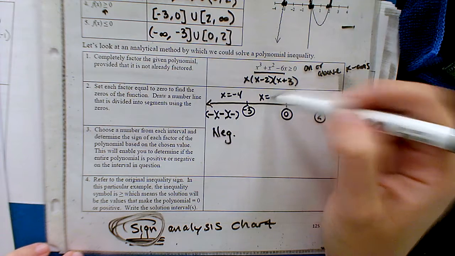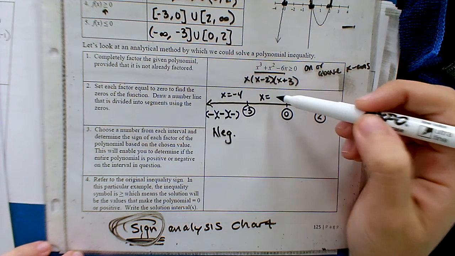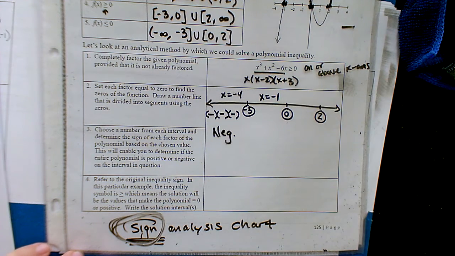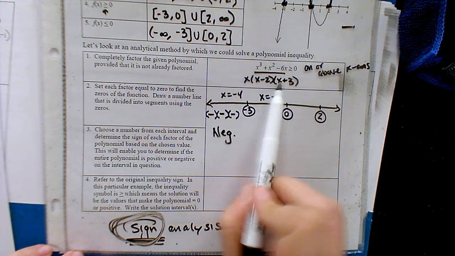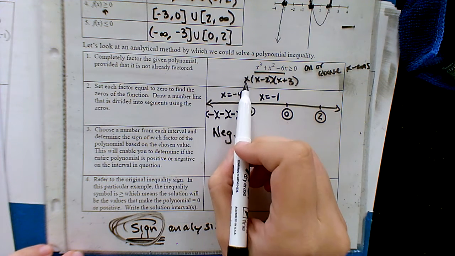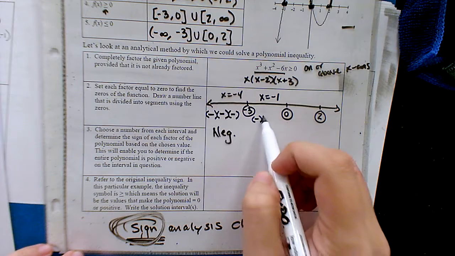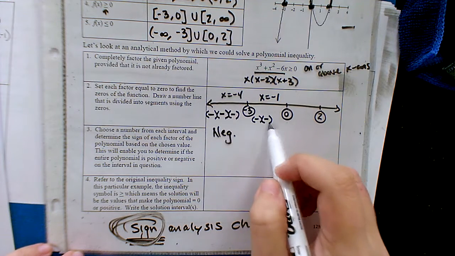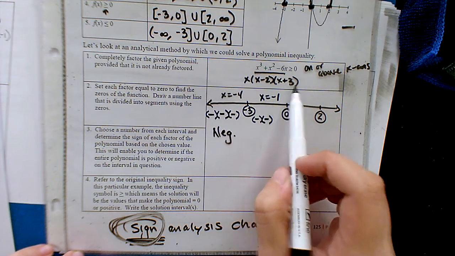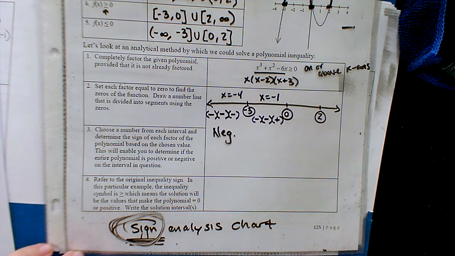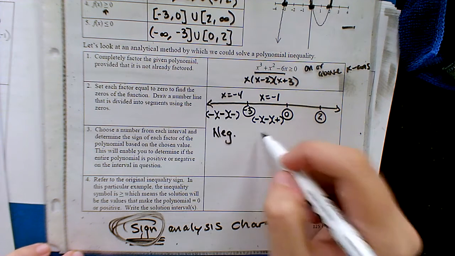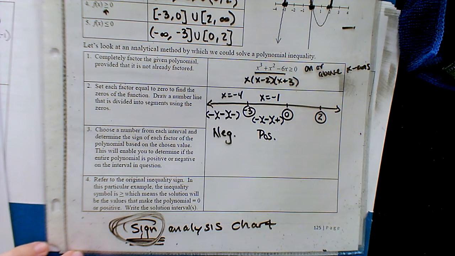So if we check the next one, pick anything you want between -3 and 0. Maybe -1. We're going to plug it into the factors. So our first factor would be negative. Second factor, negative. Third factor, positive. Negative times negative times positive. Positive. Looks good. So it looks like from -3 to 0, we are above the x-axis, aka positive.